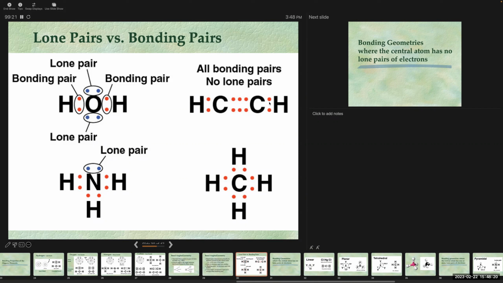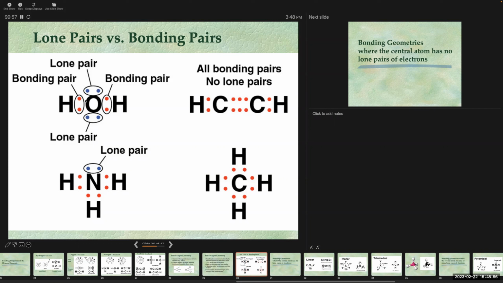Here's acetylene up at the top. We've got three bonding pairs being shared by the two carbons, but those are all bonding pairs because they're all participating in that triple bond between the two carbons. And we've got another bond between the carbon and hydrogen on one end, and another bonding pair between a carbon and hydrogen on the other end. So these two carbons in the center have no lone pairs in both the acetylene example and in the methane gas, the CH4 example.